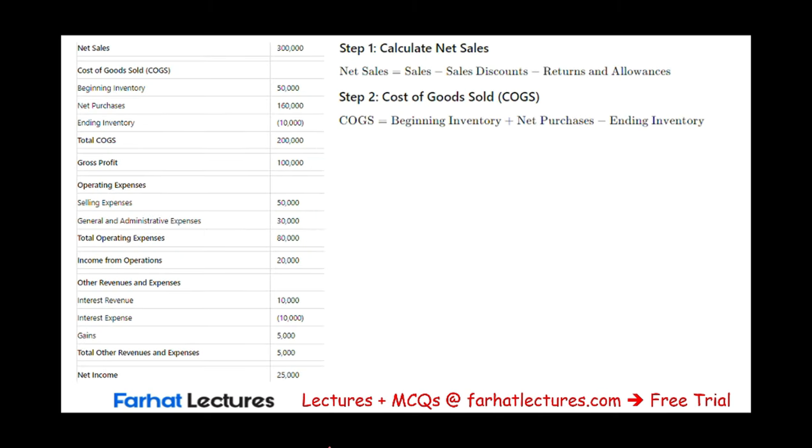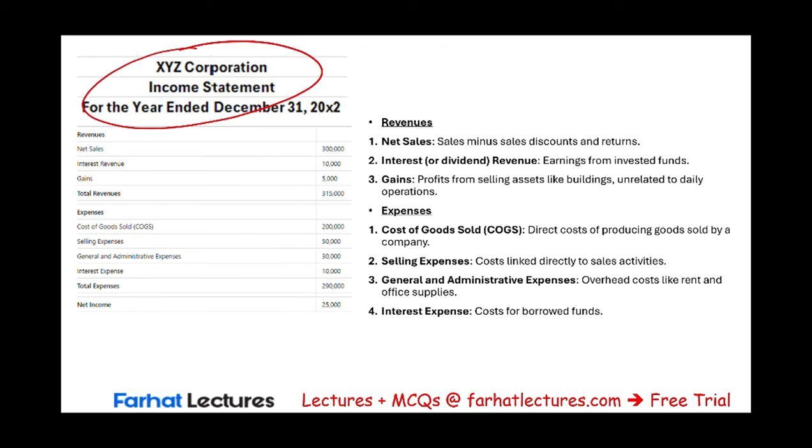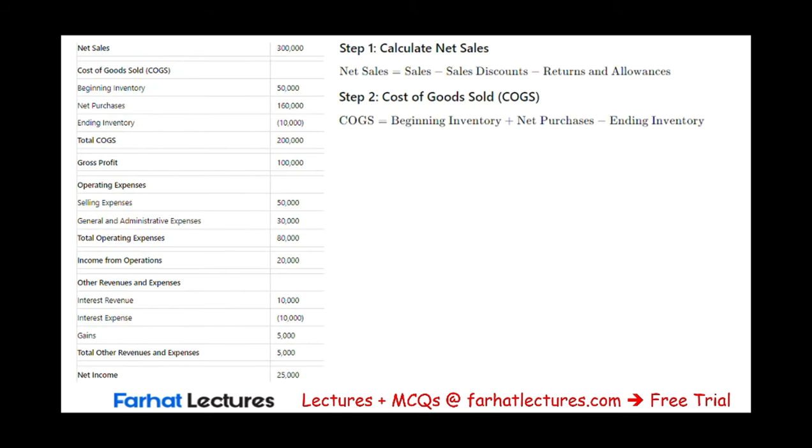So this is the multiple step income statement. For the sake of space, I took out the headings, which is the headings right here of the income statement, same heading, and I took out a few things I will explain once I get there.